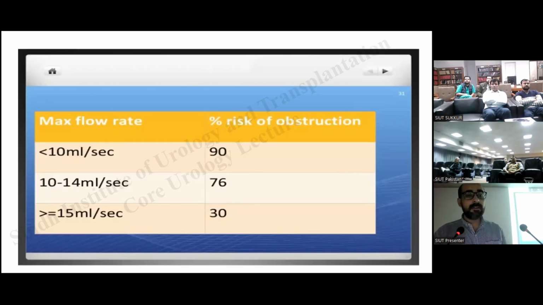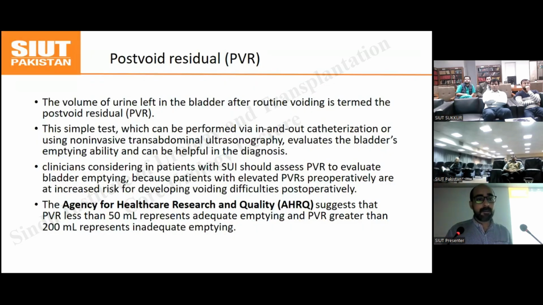If Qmax is less than 10 ml per second, there is more than 90% chance of obstruction, and 10 to 14 ml shows around 76% risk of obstruction, and with more than 15, the chances are less than 30% of cases. And then we see the post-void residue.